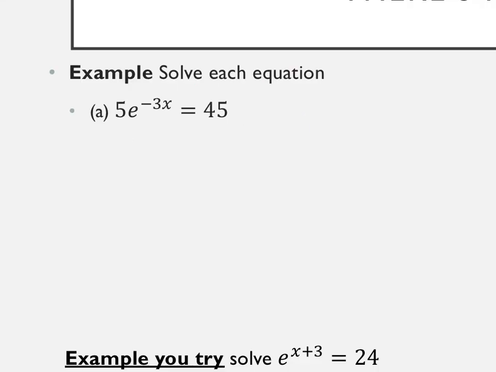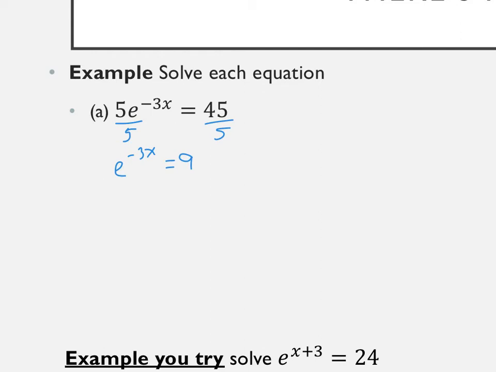We will also look at problems with e, which remember is Euler's number. It is an irrational number like pi. It has a base natural log of e. Okay, so the first thing we're going to do is isolate the e. So in order to do so in A, we're going to divide both sides of our equation by 5. So we'll have e to the negative 3x equals 9.